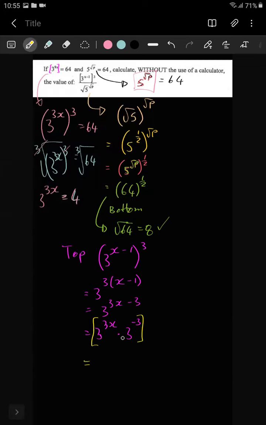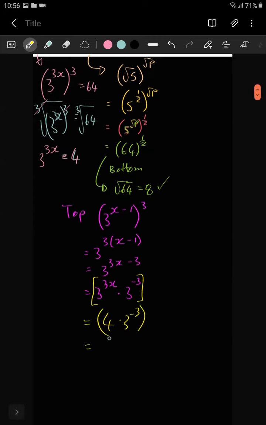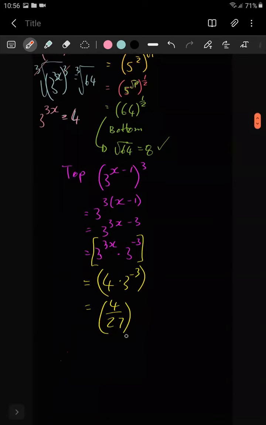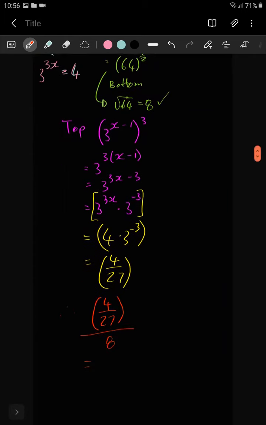Yeah, so now at the bottom here, we can carry on and say this 3 to the power of 3x is just a 4. And then here we'll have a number which you can put in your calculator. So in our calculator, this number is just going to be 4 over 27. And then for the bottom, it's just an 8. For the top, it's just a 4 over 27. So you already know that from there, you can just say, therefore, 4 over 27 is being divided by 8, which in your calculator you can just put over there.